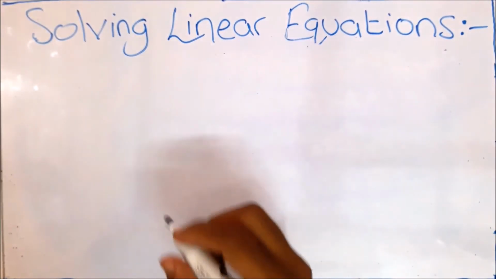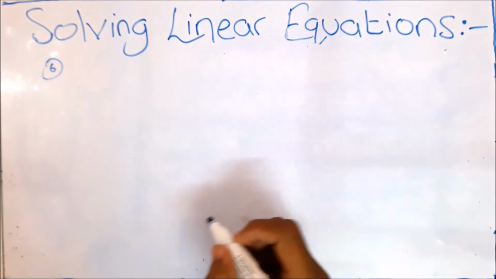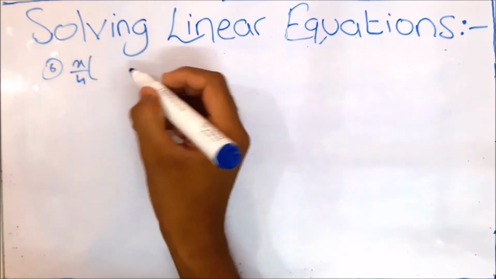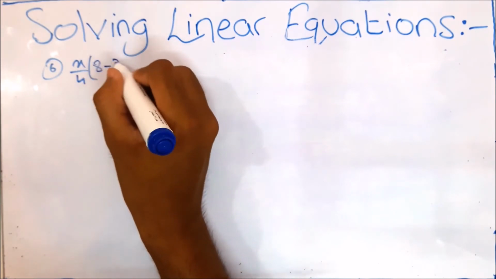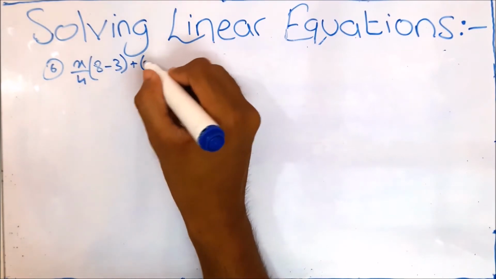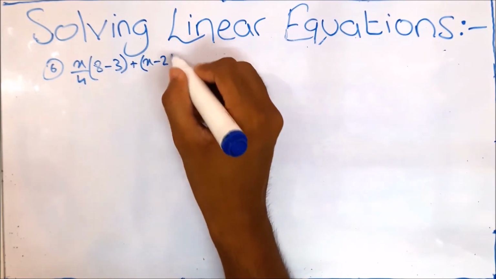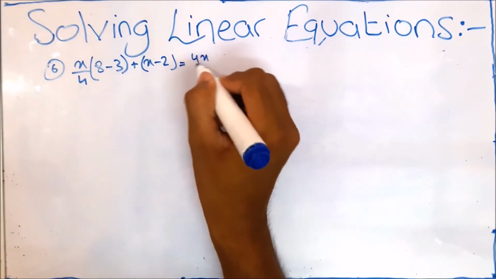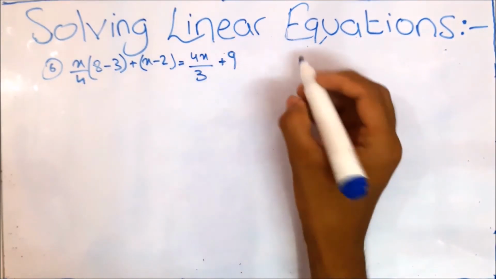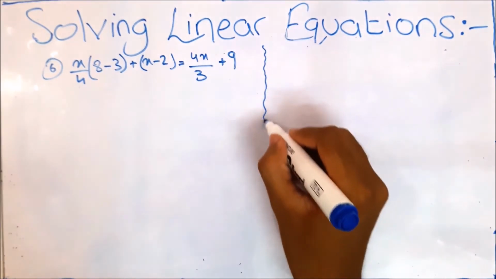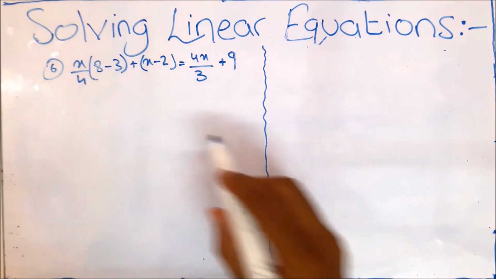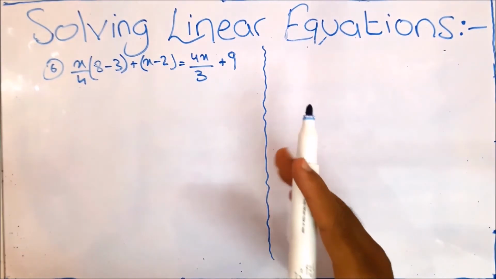Okay, starting off with the sixth example, we have x over 4 being multiplied by (8 minus 3) plus x minus 2 is equal to 4x divided by 3 plus 9. Okay, let's divide this area into 2 because it's going to take a lot of space.